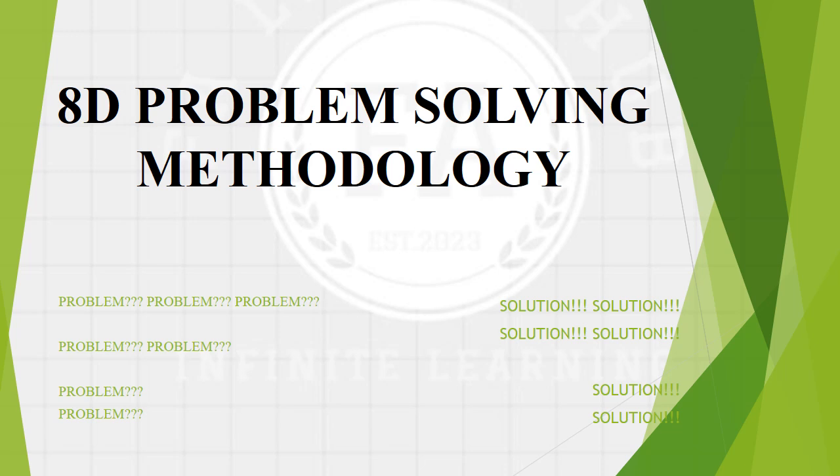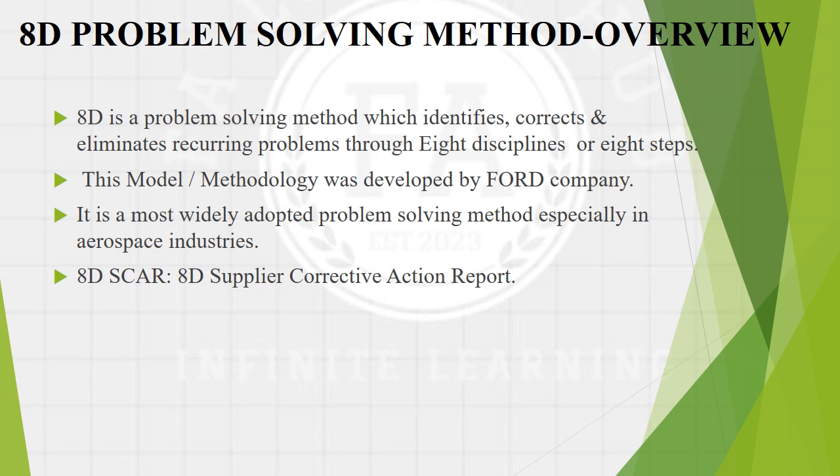Today our topic is 8D problem solving methodology. So what is meant by 8D? An overview on 8D. 8D is a problem solving method which identifies, corrects and eliminates recurring problems through 8 disciplines or 8 steps. So by using 8 steps or 8 disciplines, we can identify the problem, we can correct the problem and eliminate recurring of these problems. So that is what 8D.